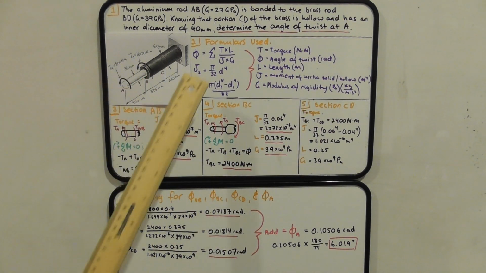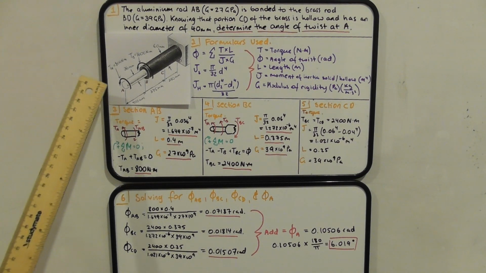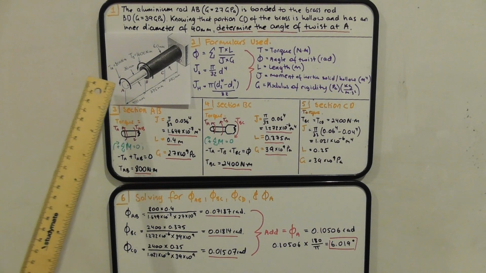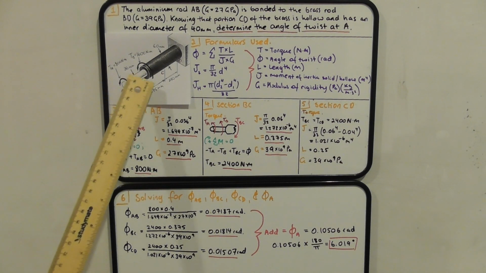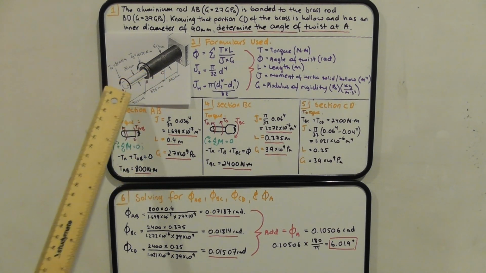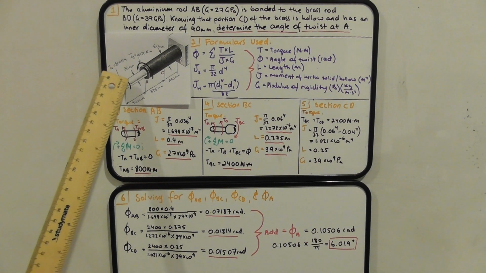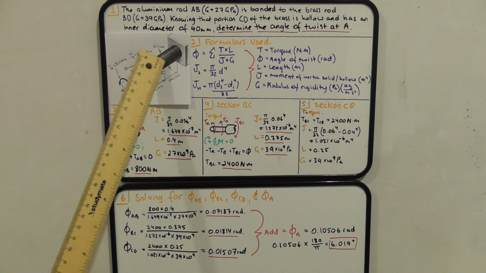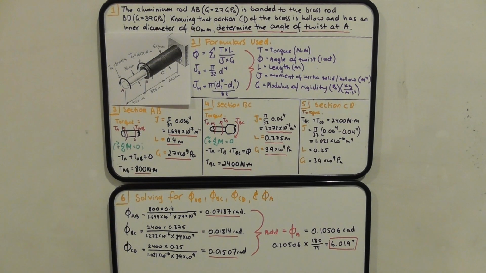Now here we have the image. The image shows torque at A, torque at B. It also shows the lengths of each consecutive portion and the diameters here. Remember, in the final portion, the inner diameter is given in the question.